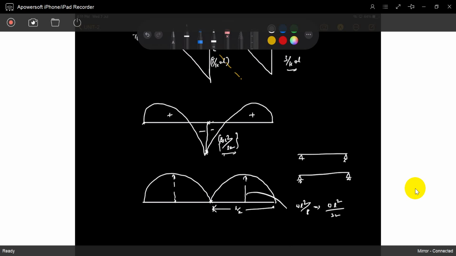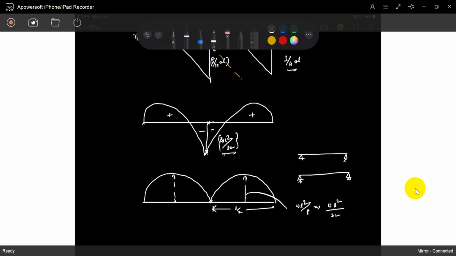If you feel AB is a free end, BC is also free. But joint C is a fixed joint, B is a hinge joint. C has a fixed end moment, a hogging moment, of WL square by 32.